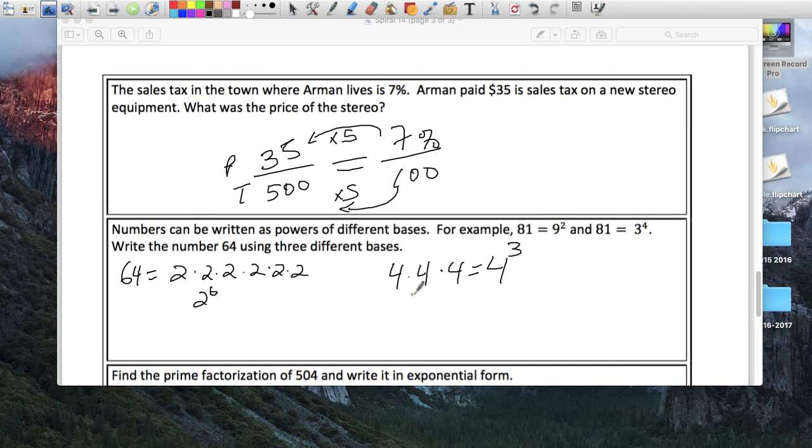64, well, from 4, let's go to 8. 8 times 8, yeah, that works. That's 8 to the 2nd power. So that's one way, 2 ways, 3 ways, and there's one more way. Oh, 3 different bases. Okay, so we're done. There we go. 2, 4, and 8. So I can write 64 in 3 different ways. That's 2 to the 6th, that's 4 to the 3rd, and 8 to the 2nd.